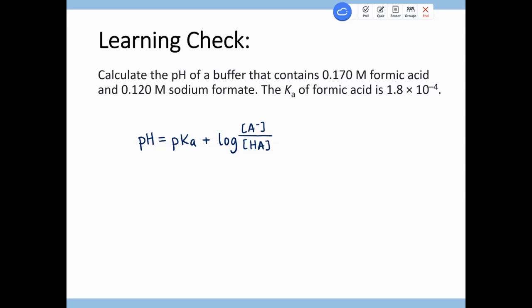All right, let's plug in some values here. So pKa, if we take the pH, that's the negative log of H plus concentration, pKa is the negative log of the Ka. So we'll take negative log of Ka, which is provided, 1.8 times 10 to the negative 4, and then plus log of A minus concentration. What is A minus here?